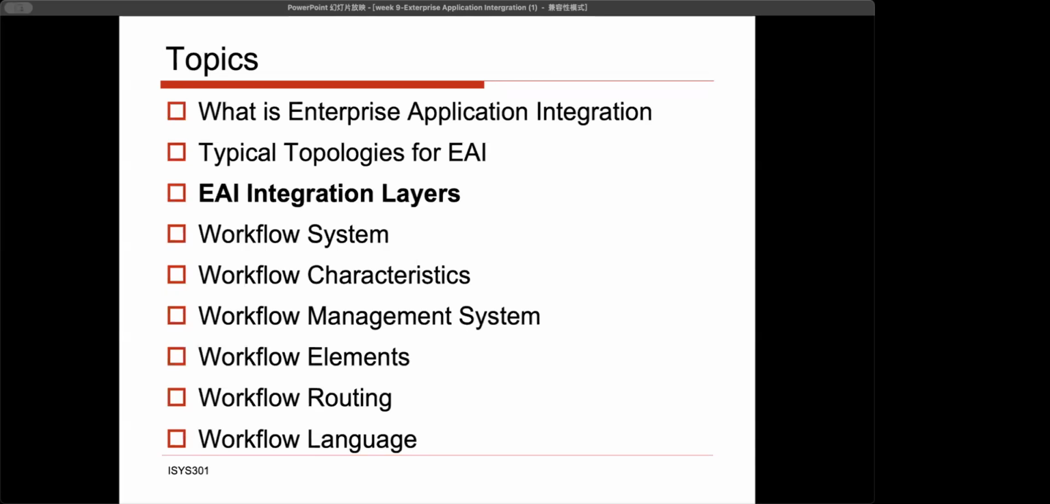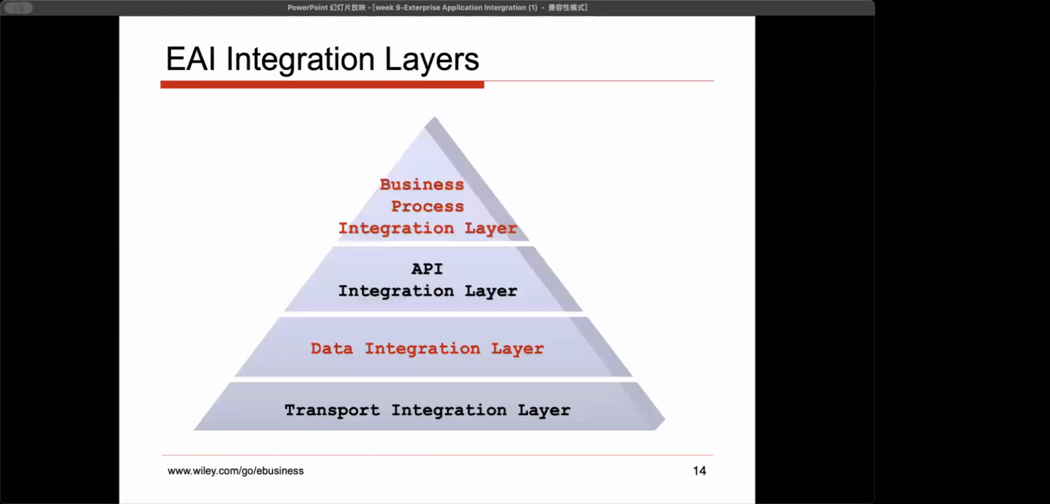Here we can see the EAI integration layers. So in your assignment 3, when you explain the technologies for task 4, okay, when you explain technologies at various aspects, it means you need to use those technologies with different layers in your EAI system. Okay. So we have business process integration layer, API integration layer, data integration layer, transport integration layer.